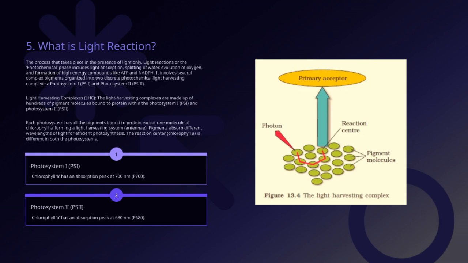Each photosystem contains pigments bound to proteins, except for one special chlorophyll a molecule that forms what we call the reaction center. This reaction center is where the magic happens, where the absorbed light energy gets converted into chemical energy.